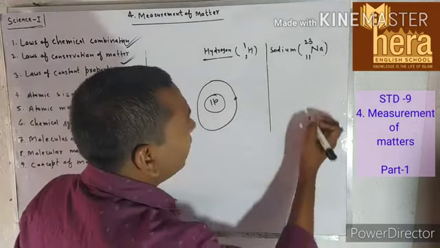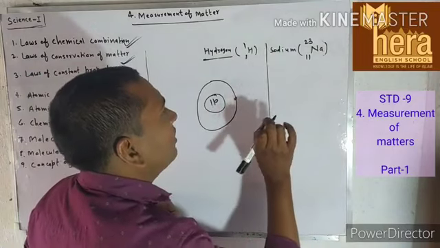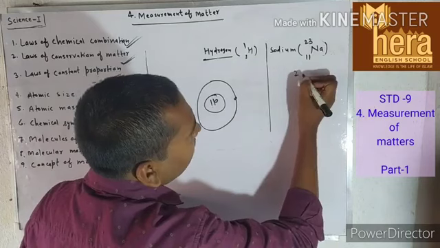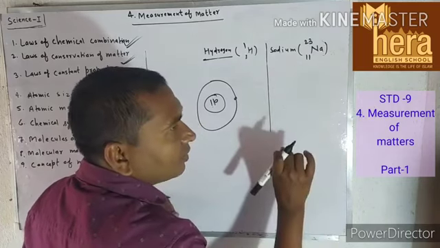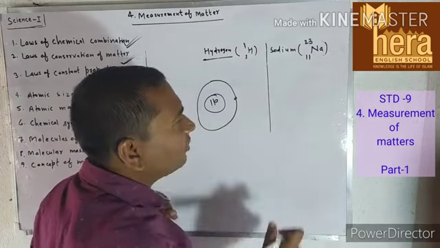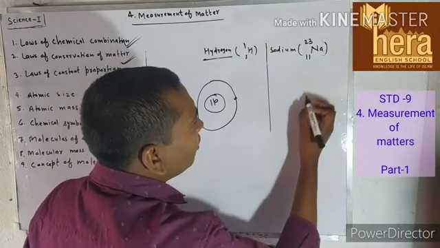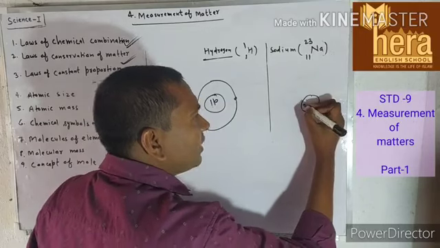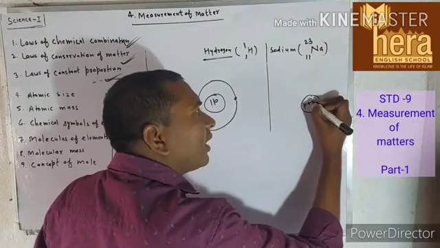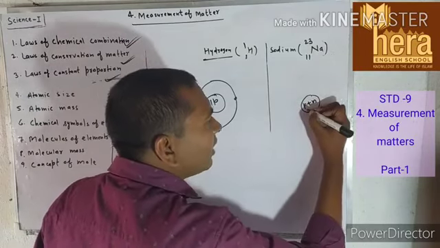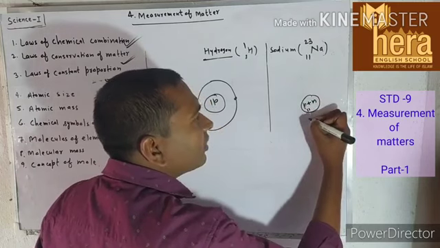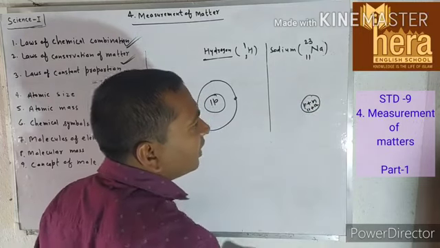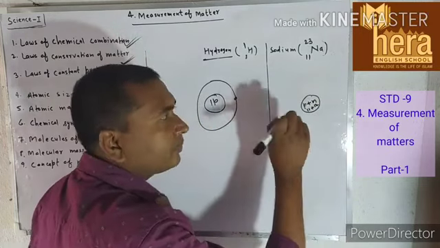In the case of sodium, the atomic number is 11. If you want to write the electronic configuration of sodium, I will explain that later. Always remember, in the case of sodium, this is the nucleus. In the nucleus, there are protons and neutrons. There are a total of 11 protons and 12 neutrons in the nucleus.